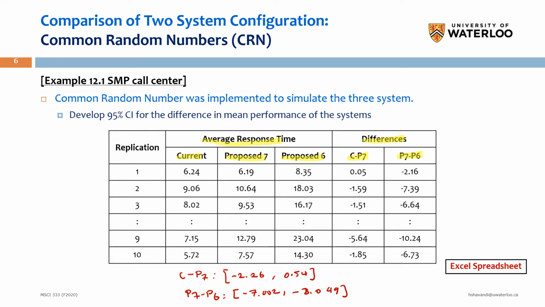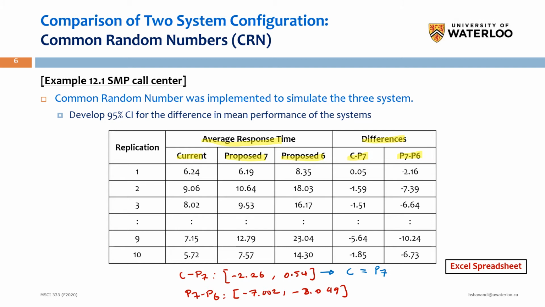And here I'm just analyzing its outcome. So here we do have two confidence intervals. The first one, as you see here, contains 0. So this means that C, the current system, should be equal to P7. So this means that there is no considerable difference between the current system and the proposed system with 7 operators.